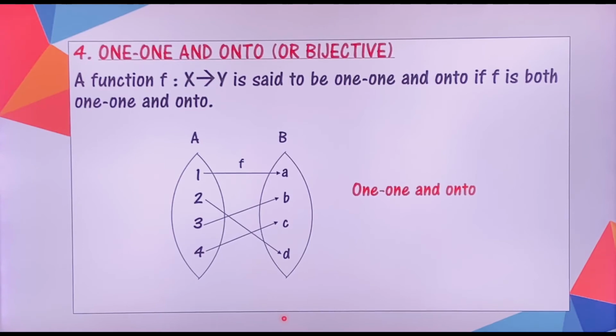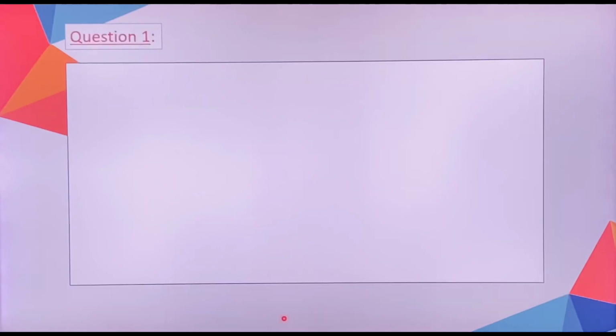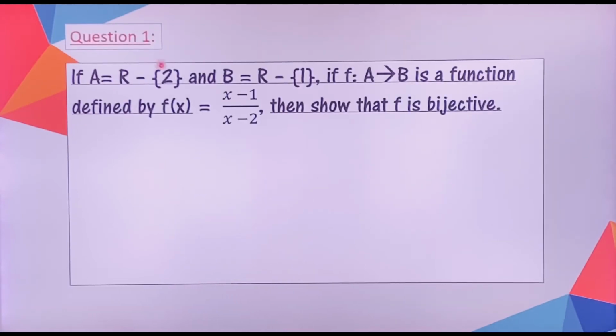Let's do some questions. Question 1. If A = R − {2} and B = R − {1}, if f from A to B is a function defined by f(x) = (x − 1)/(x − 2), then show that f is bijective.